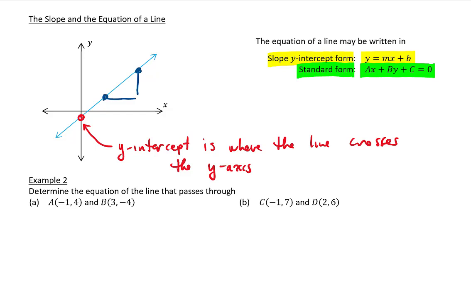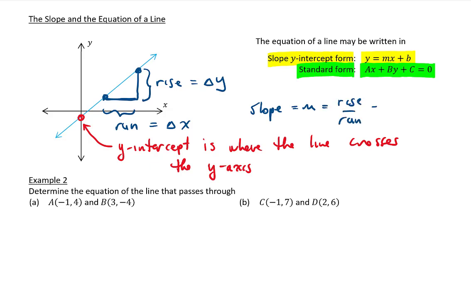And if I draw a triangle, I can find the slope by determining the rise over the run. And recall that the rise is just the change in y, or what we call delta y. And the run is the change in x, which we call delta x. And that tells us that the slope, which is equal to m, is the rise over the run, which equals delta y over delta x.